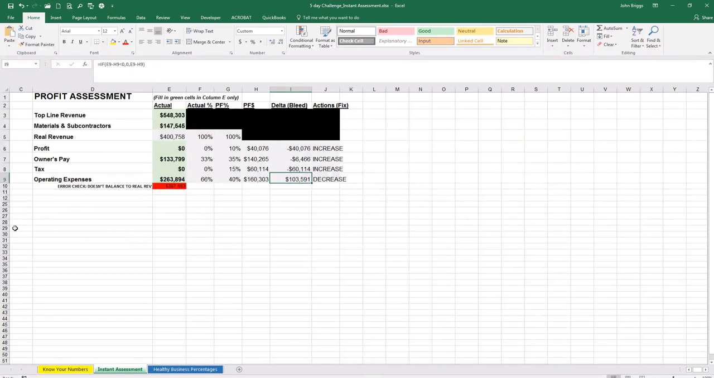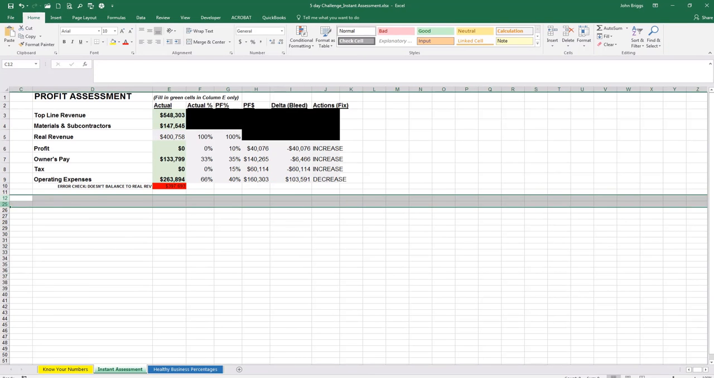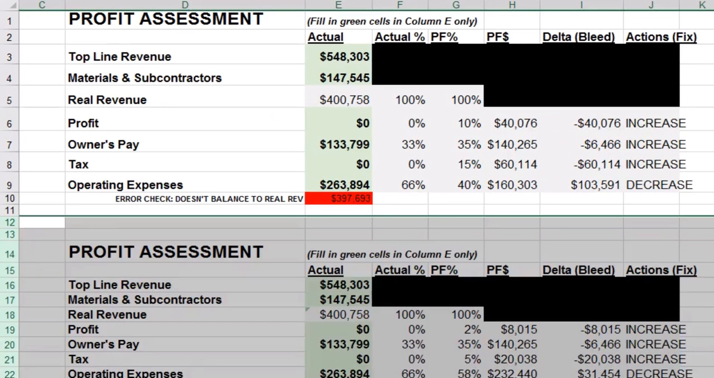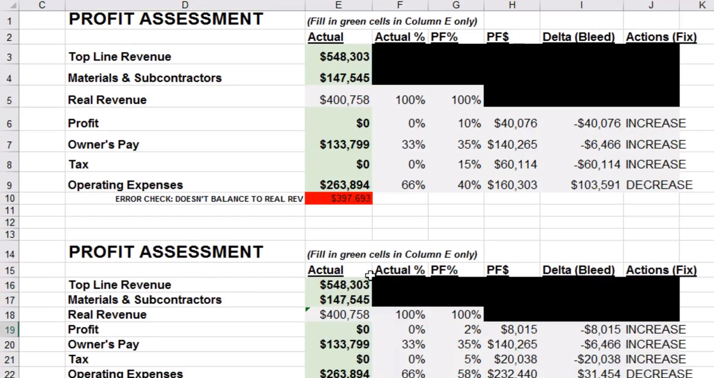I want to show you an example. So this was the instant assessment that we did for a client, and now what you're looking at here is what happened after we did an actual full profit assessment for the guy. As you can see, the numbers can be very different. We changed the numbers because this scenario is much more manageable for him. Cutting $31,000 in expenses was a lot easier for him than starting at needing to cut $100,000 of expenses.